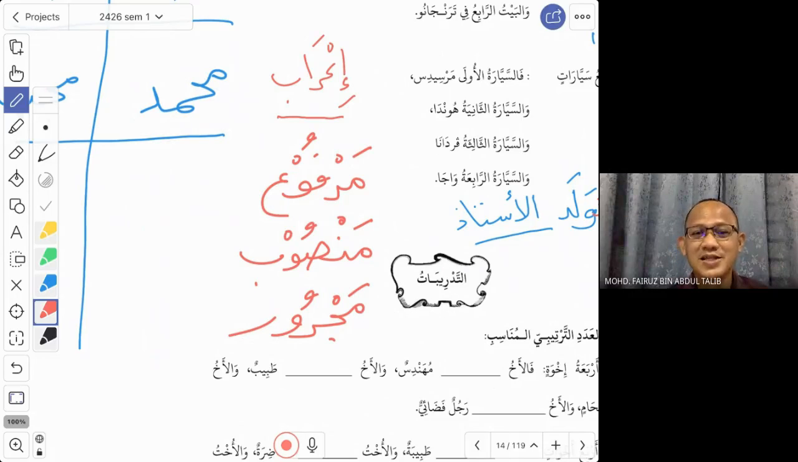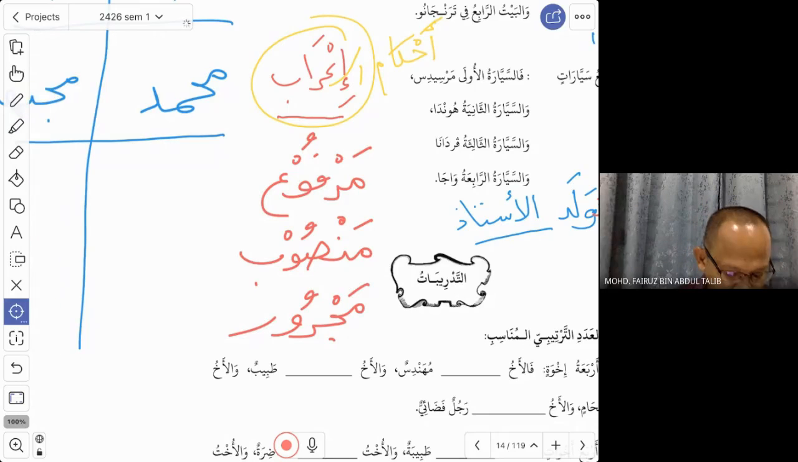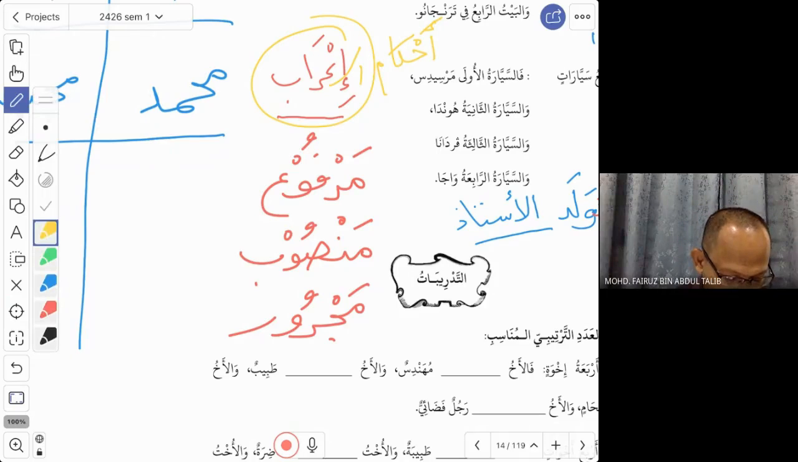Okay, good. But the sign is not equal to this marfu', mansub. I normally use the term hukum, but the proper term is, of course, the i'rab. What is the hukum or hukmul i'rab? We say ahkam, the rules. The ahkam of i'rab. So you know that the majority of Arabic words will change. I mean the last letter normally will change according to their location in the sentence. So for example, here we say Muhammad. The name is Muhammad, but in the sentence, sometimes you see they write Muhammadun.